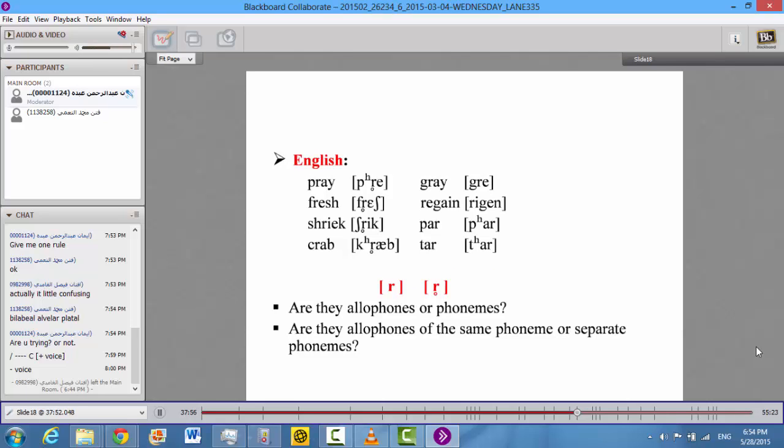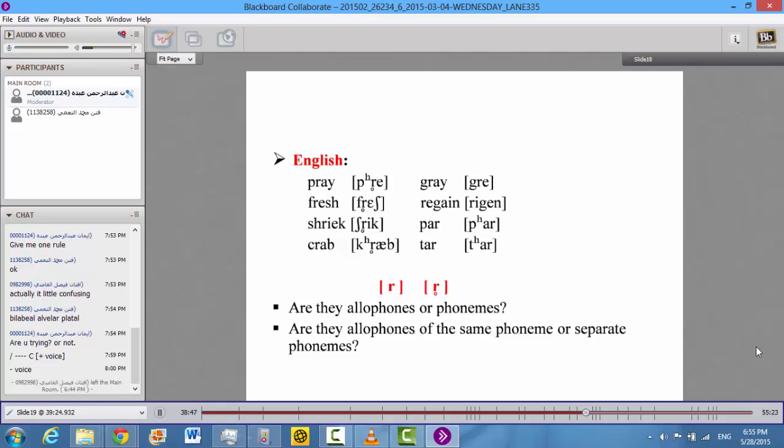Look at this data from English. Here we have pay, fresh, shriek, crap, gray, regain, tar, and tar. If you look at the r sound in the first group and the second group, in the first group, look at the transcription: always we have this small circle under the r to show that it is a voiceless sound. Whereas in the second column, we don't have this small circle, to show that this r is a voiced r. Now, here we have two sounds, the voiced r and the voiceless r. Are these allophones or phonemes? We have to find out.